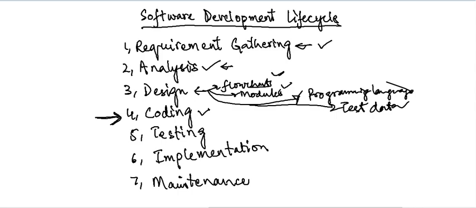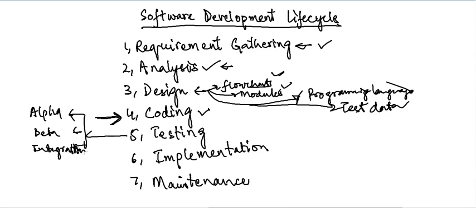Then comes the testing phase, and as far as the testing phase is concerned, testing can be of different types. We can have alpha testing, we can have beta testing, there's something called integration testing. So there are different kinds of testings. Some part of testing can be done in parallel with coding.